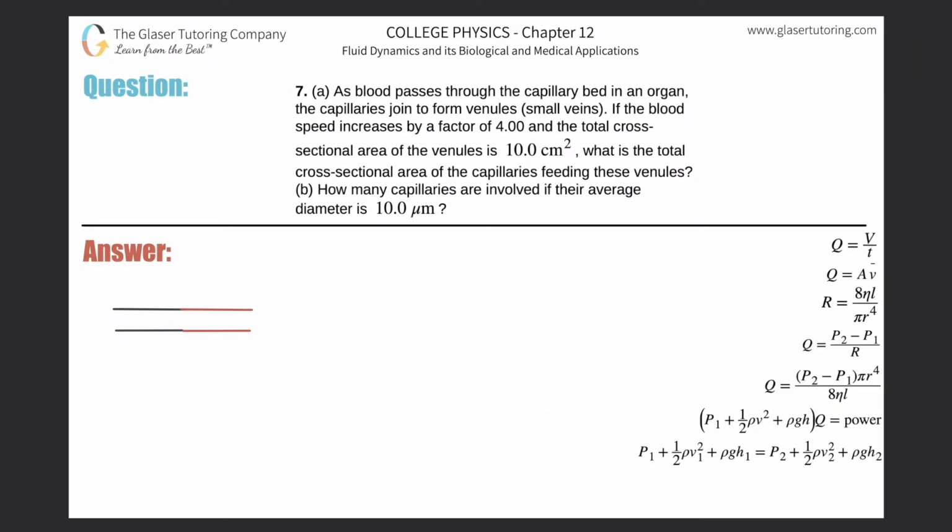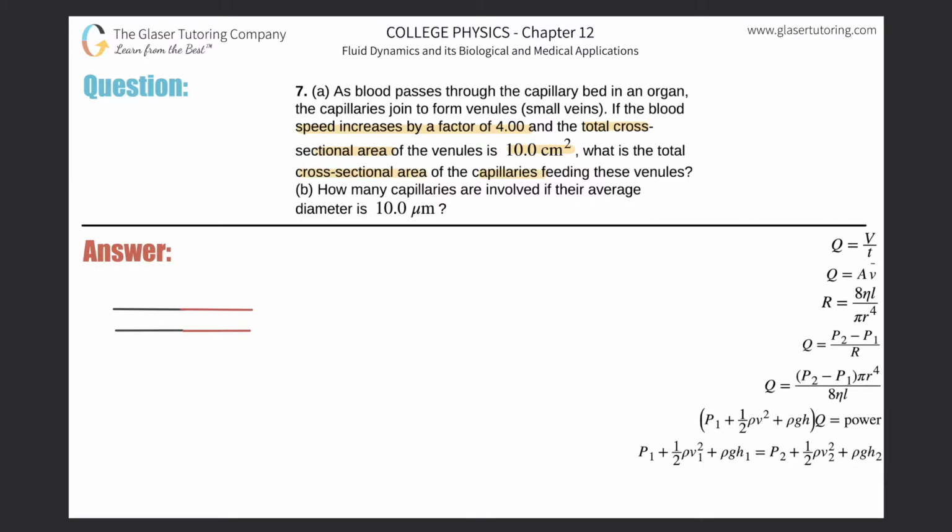Number 7, letter A. As blood passes through the capillary bed in an organ, the capillaries join to form venules, which are small veins. If the blood speed increases by a factor of 4 and the total cross-sectional area of the venules is 10 squared centimeters, what is the total cross-sectional area of the capillaries feeding these venules?